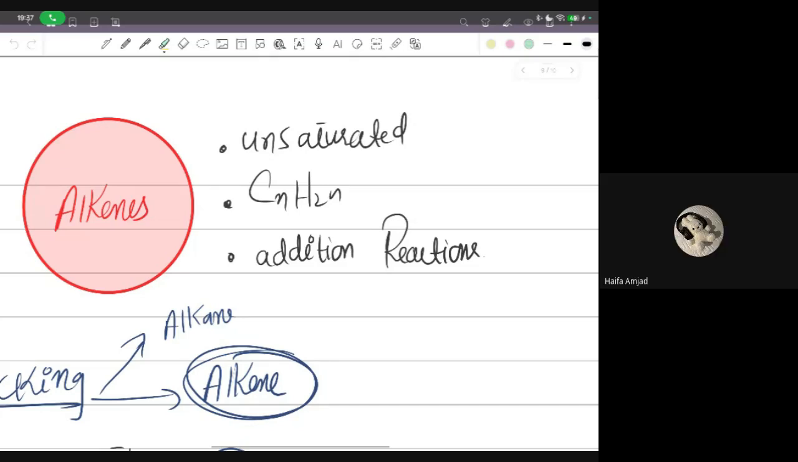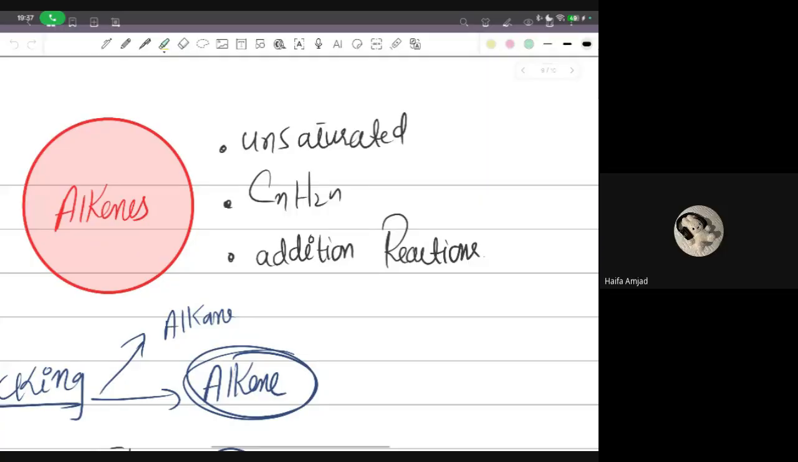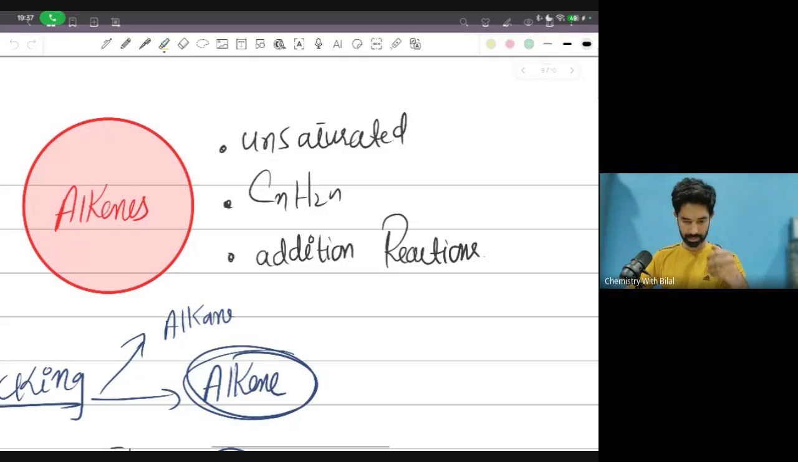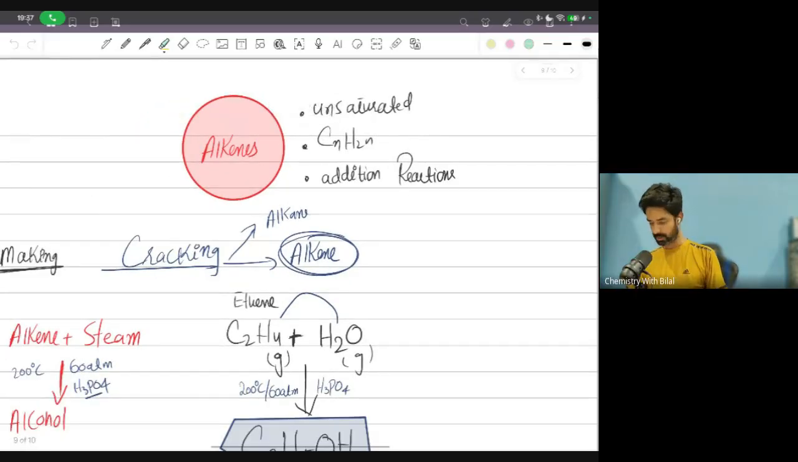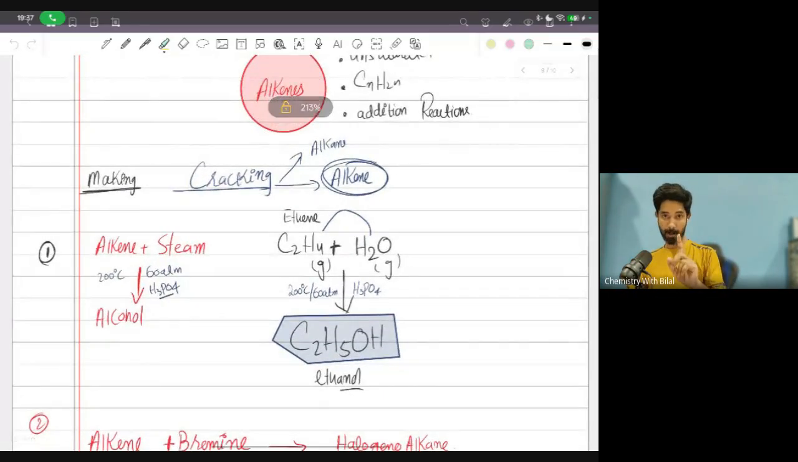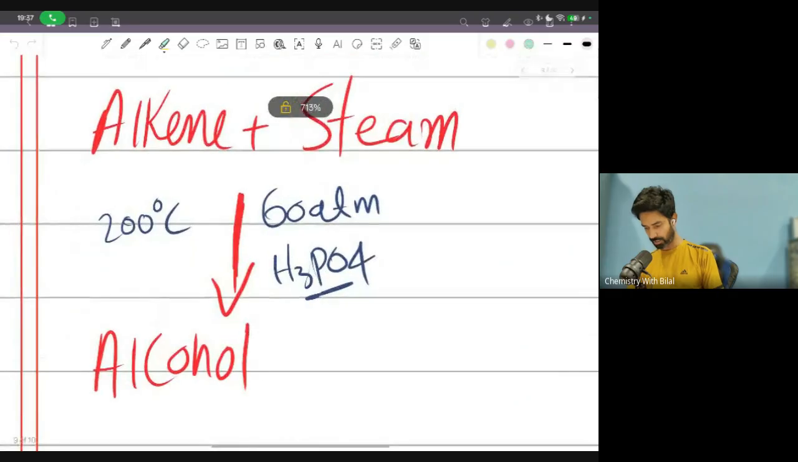So when two reactants... Your voice is lagging, but I hope आप सही कह रहे हैं. Yes, Zoya. When two reactants react to form one product. Only, excellent. So when two reactants react to form a product only, one product only, it is always addition, and alkenes give addition reaction. This is my favorite, which is called reaction of alkene with steam.